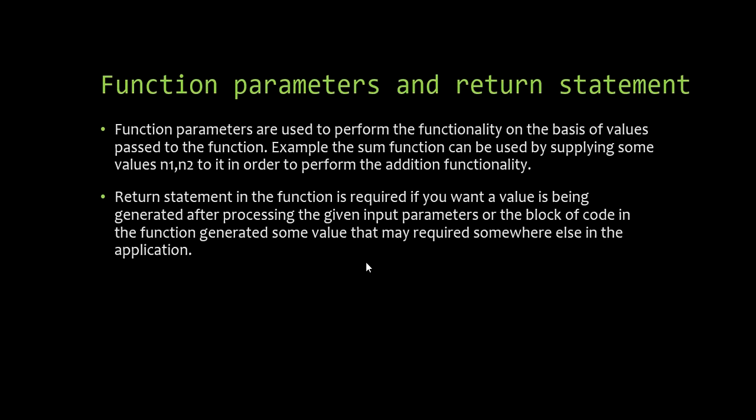Then comes the function parameter and the return statement. Function parameters are used to perform the functionality on the basis of values that we pass to the function. For example, the sum function can be used to supply some values n1 and n2 in order to perform the addition functionality on the given arguments.